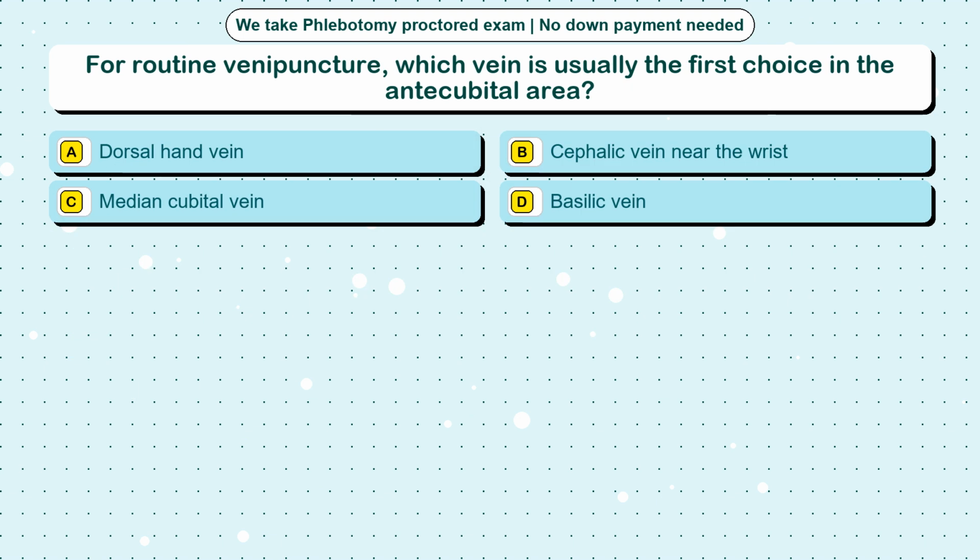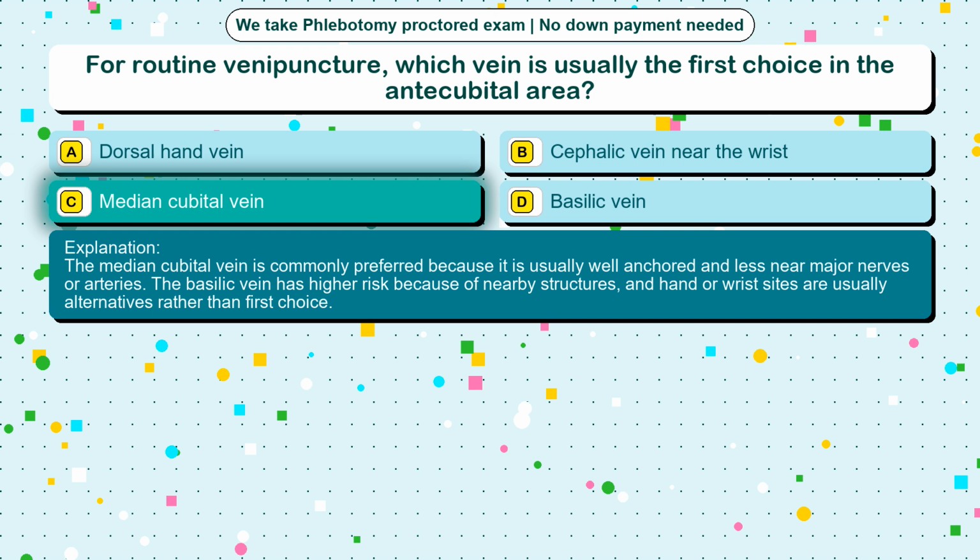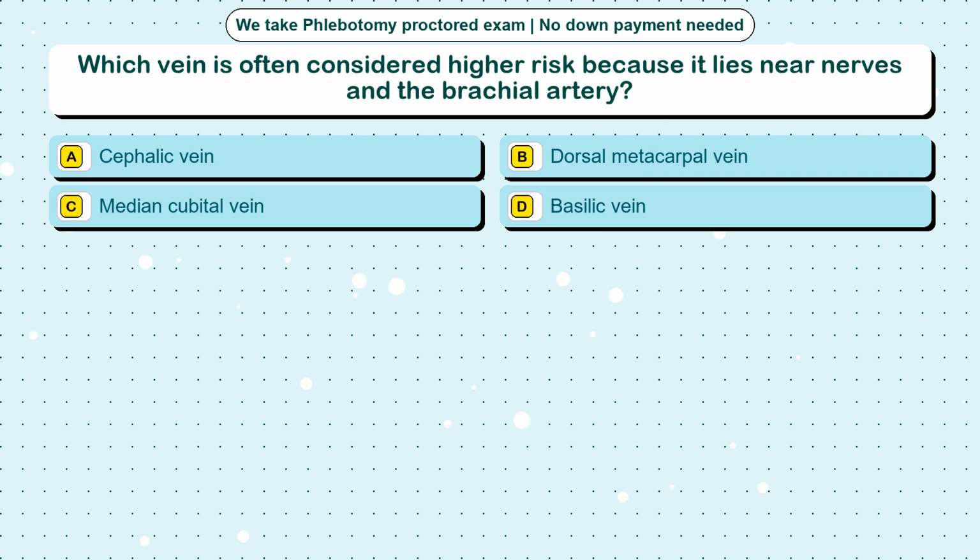Question 31. For routine venipuncture, which vein is usually the first choice in the antecubital area? Option A, dorsal hand vein. Option B, cephalic vein near the wrist. Option C, median cubital vein. Option D, basilic vein. The correct answer is option C, median cubital vein. The median cubital vein is commonly preferred because it is usually well anchored and less near major nerves or arteries. The basilic vein has higher risk because of nearby structures, and hand or wrist sites are usually alternatives rather than first choice.